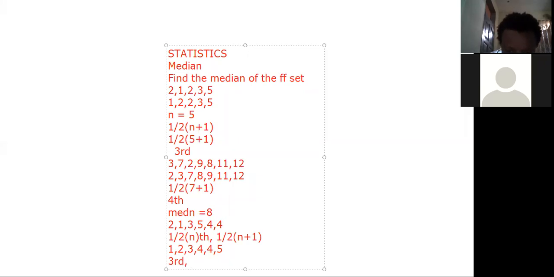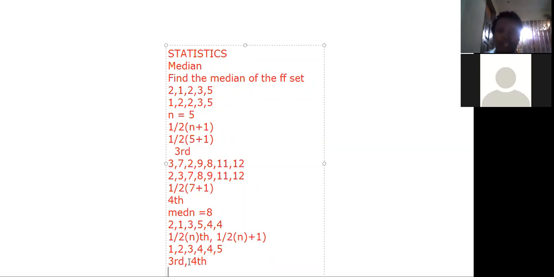Then the second one: half into bracket n plus 1. When I put 6 here, it's 6 into bracket 6 times half, which will give us 3. 3 plus 1 will give us 4. So this will be the fourth number. Do you get it?